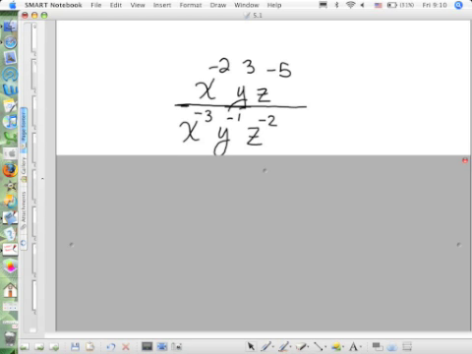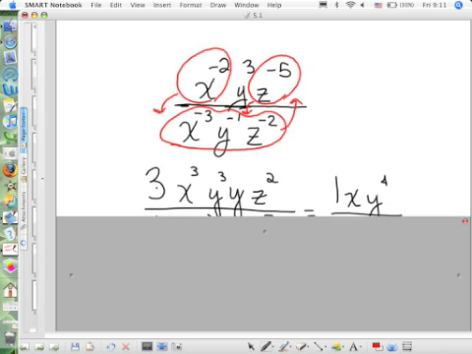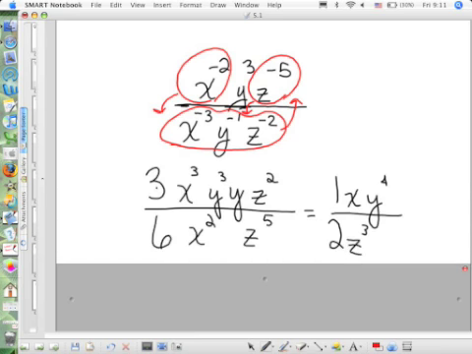Which means that in this particular fraction, x squared needs to do what? Come down. z to the negative fifth needs to come down. And all of these need to come up. So I'm going to rewrite my expression. Hold on, I added this later. I'm going to rewrite my expression with only positive exponents.